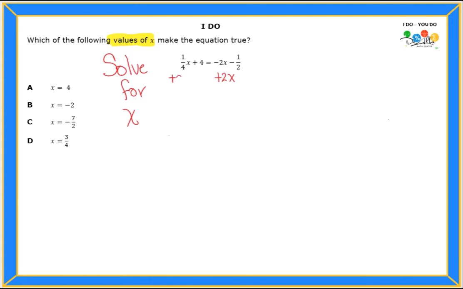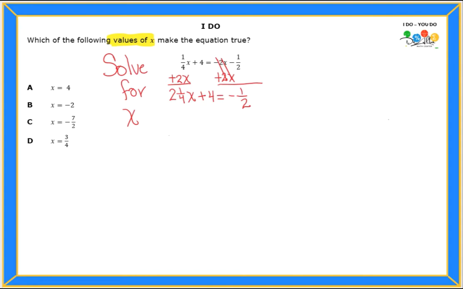Whatever you do on one side, you do to the other side. Okay? So I'm gonna have 2x plus 1/4 x is gonna be 2 and 1/4 x plus 4 equals, and my 2 and my negative 2 cancel out, and I have negative 1/2. Okay? So now it's up to you if you want to change the fraction to a decimal, or keep the mixed number, it's totally up to you. I'm going to leave it like that until maybe later when I really need to do something with it.